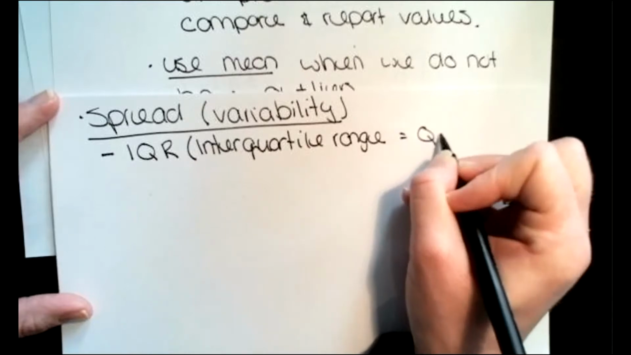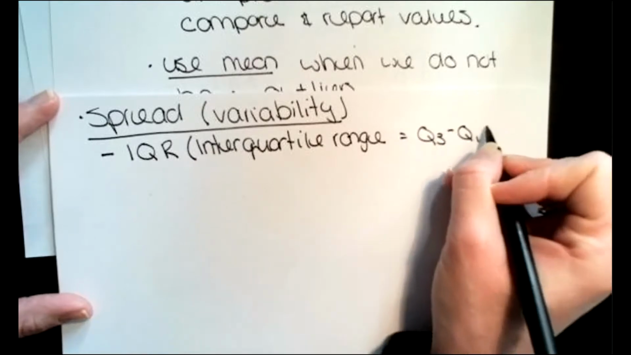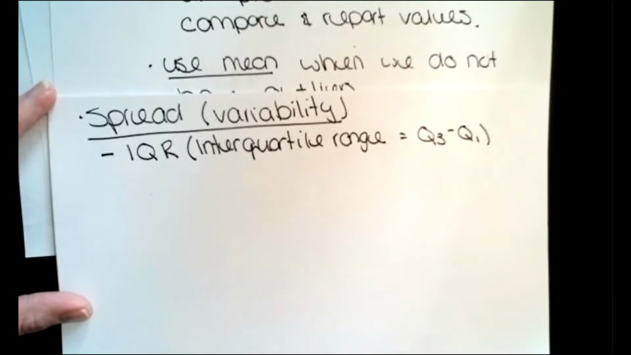So interquartile range is quartile 3 minus quartile 1. It's the width of my box. Okay.